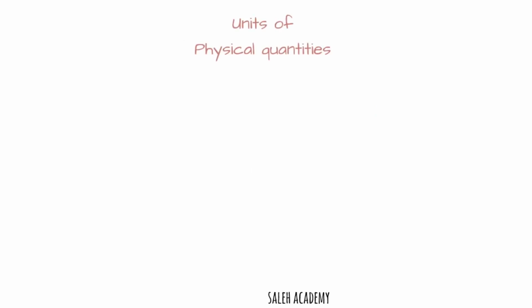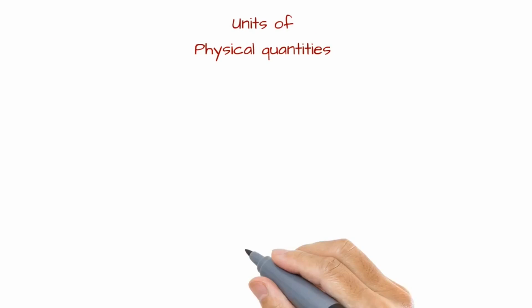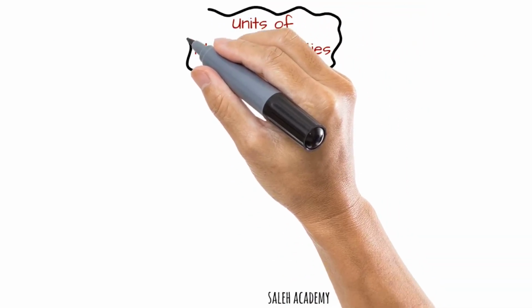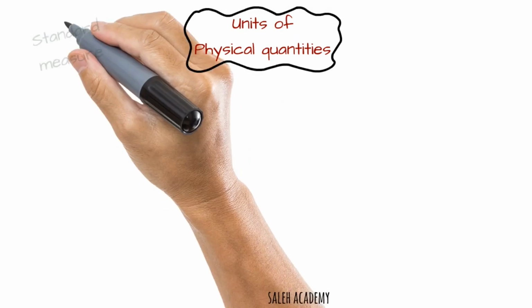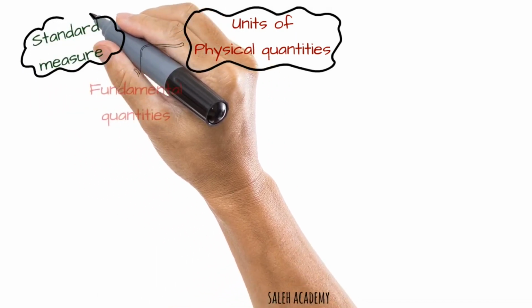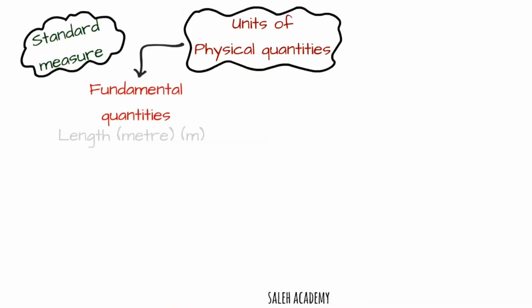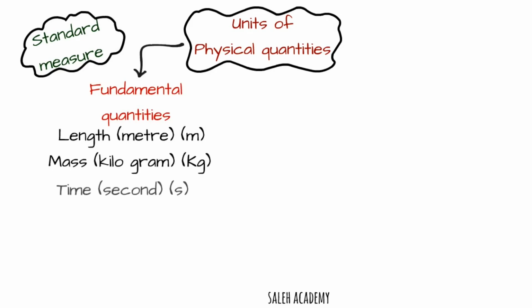Now as we have learned about the physical quantities, we will move further with the discussion about the unit of physical quantities. So what is the unit of a physical quantity? The answer is, a unit of a physical quantity is the standard measure of that quantity. For example, the unit of length is meter, or we can write it just m in short form. Similarly, the unit of mass is kilogram or just kg. Unit of time is second or s.